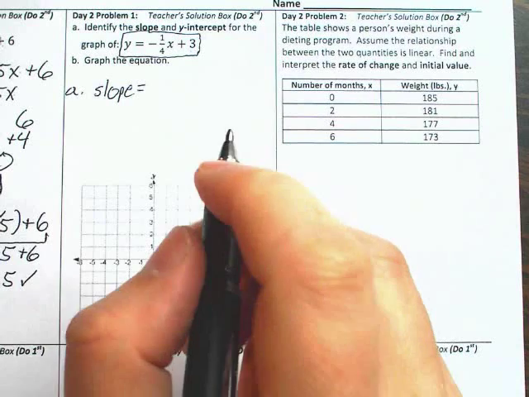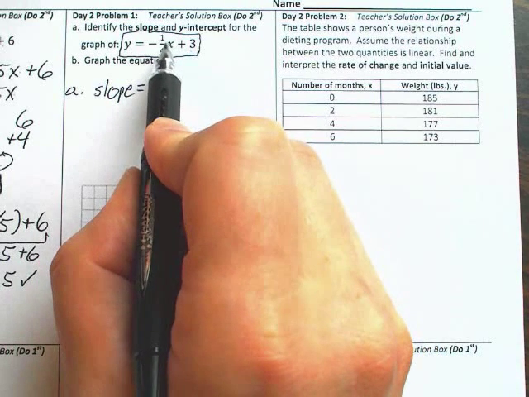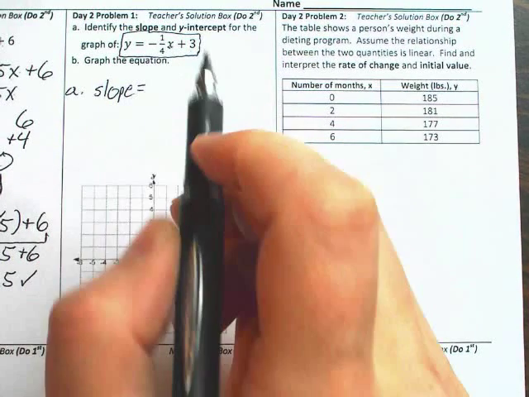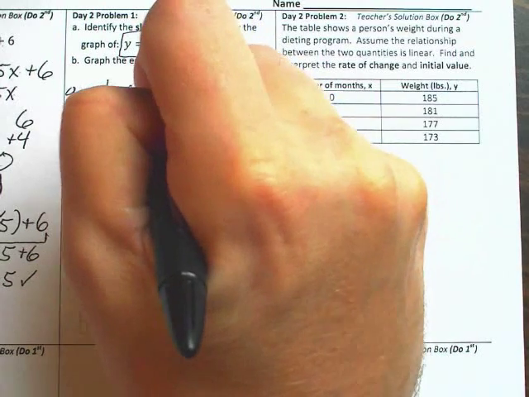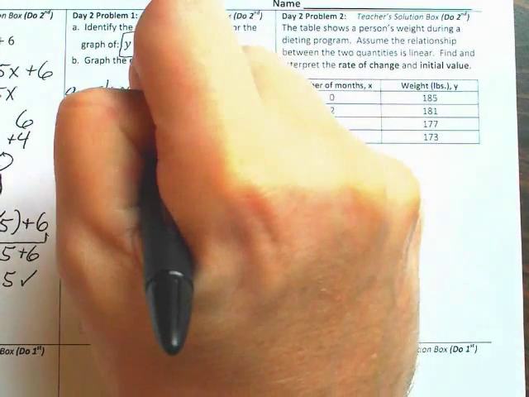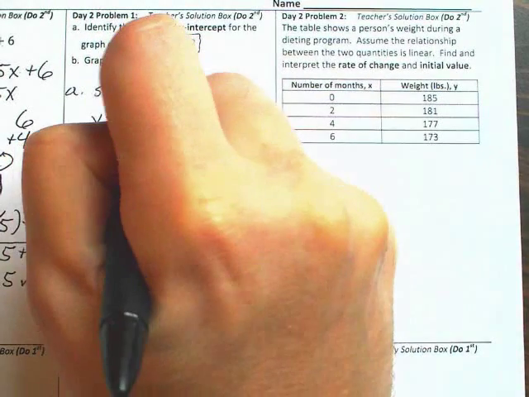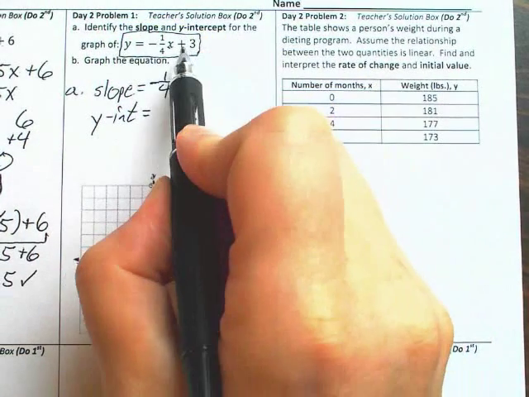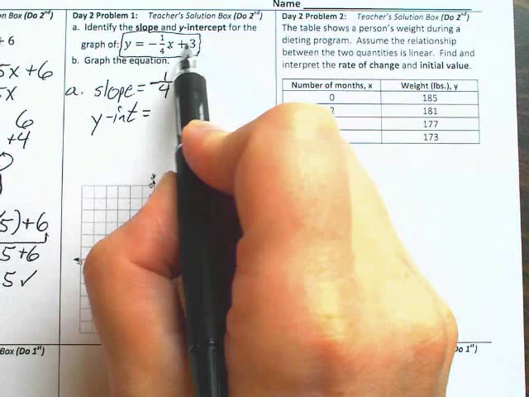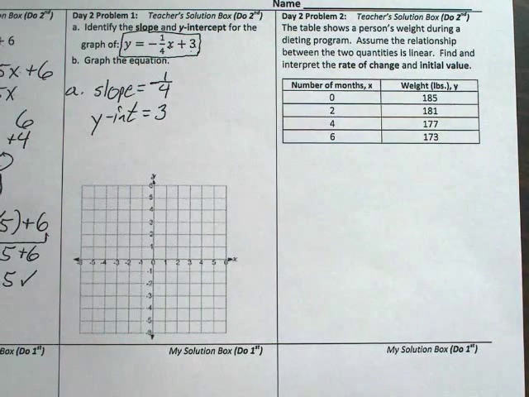then the constant term. The coefficient of x, that is the number multiplied to x, is the slope. And so the slope is negative 1/4. And the y-intercept is the constant term. So the plus 3, the positive 3, that is the y-intercept.